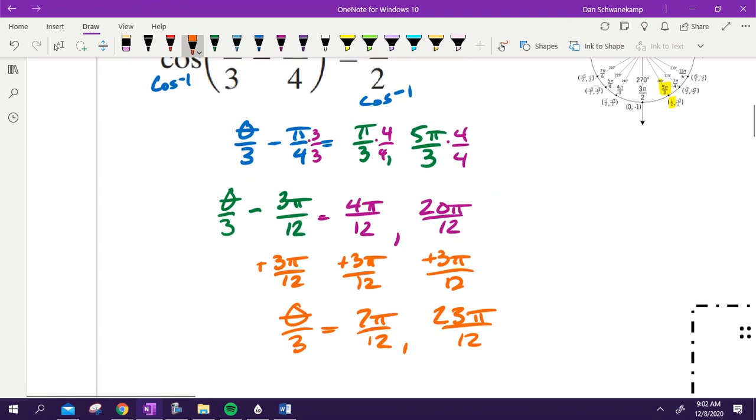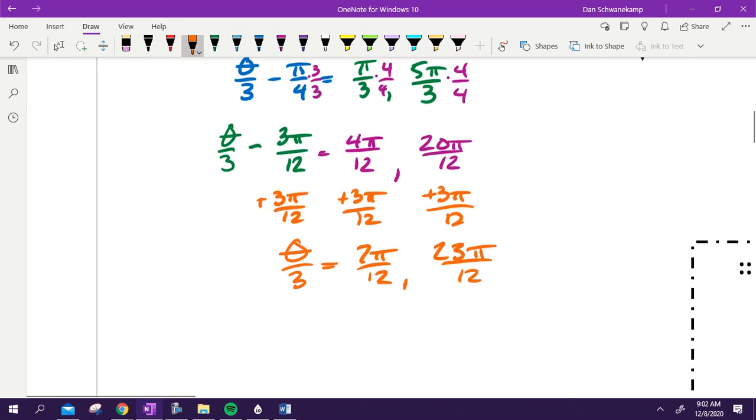When we add or subtract, we've got to think to ourselves, are those answers still on my unit circle? Are they still in my interval from 0 to 2 pi? What would this numerator need to be to not be between 0 and 2 pi? 25. 25 or bigger, it's too big. But both of these answers are still in there, so nothing went out, and nothing new came in. So those are my new values.